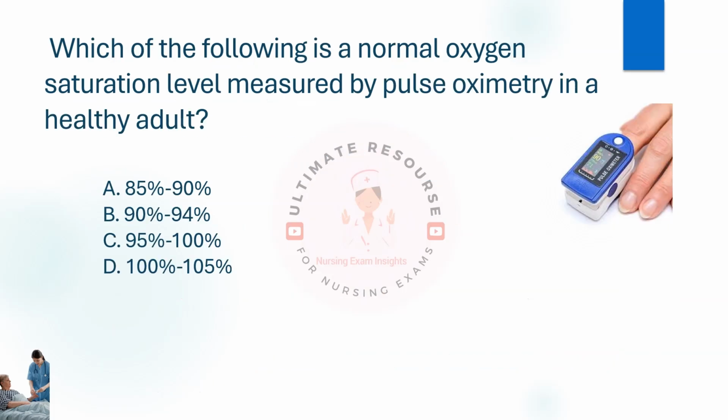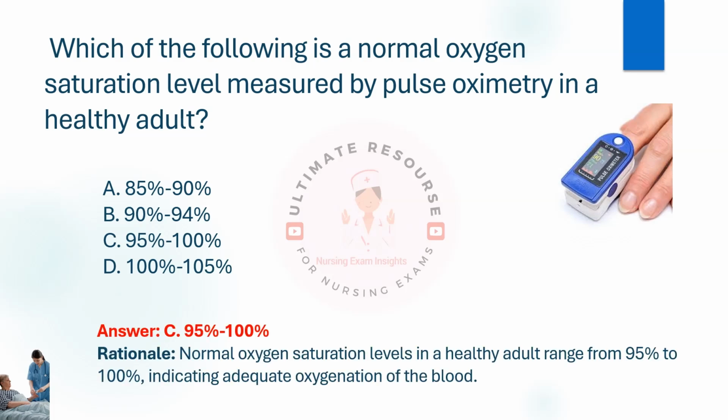Which of the following is a normal oxygen saturation level measured by pulse oximetry in a healthy adult? Options are A, 85% to 90%, B, 90 to 94%, C, 95 to 100%, D, 100 to 105%. The answer is C, 95 to 100%. Normal oxygen saturation level in a healthy adult ranges from 95 to 100%, indicating adequate oxygenation of the blood.